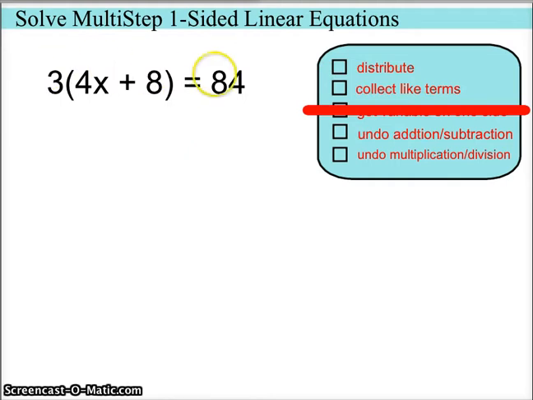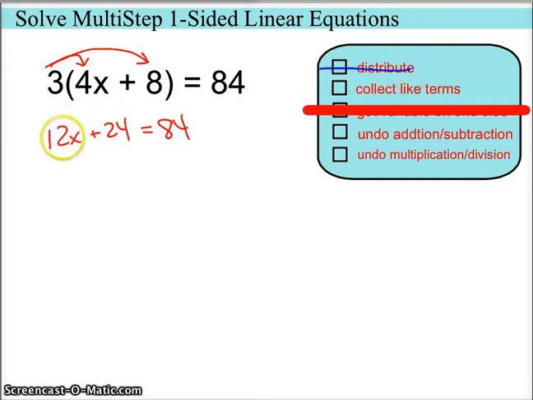Another example with some distribution. We first have to distribute. We're going to have 3 times 4 to give us 12x, and 3 times positive 8 to give us positive 24, equaling 84. We have now distributed. These are not like terms, so they cannot collect, so we have nothing to collect. Again, these are both constants, but they are on opposite sides of the equation, so they don't collect together.